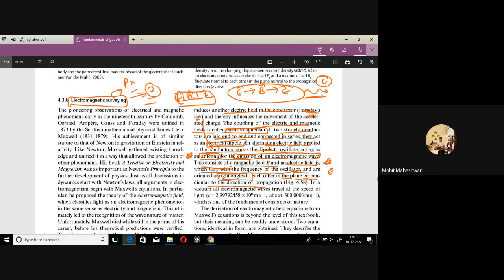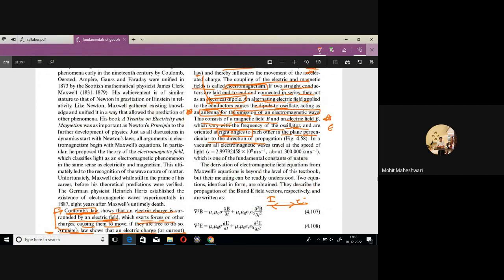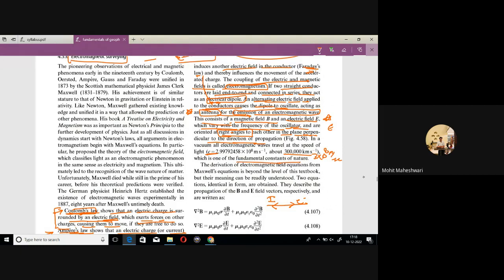Another concept that is important for the electromagnetic wave is that it travels with the speed of light in vacuum, and the speed of light is given by c, 3 into 10 to the power 8 meters per second, and this is one of the fundamental constants of nature, right.